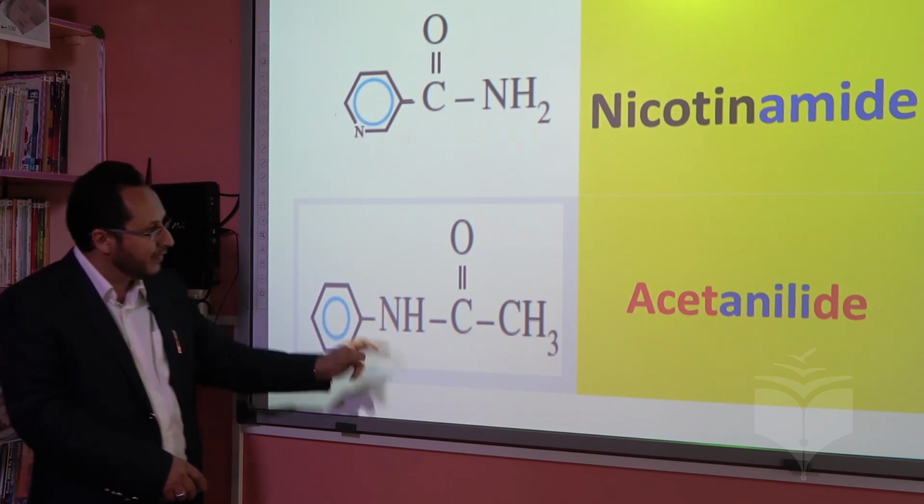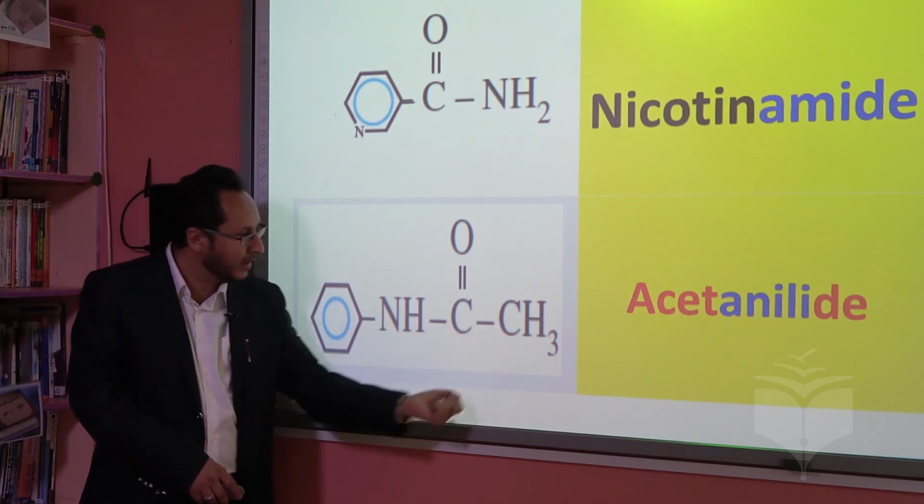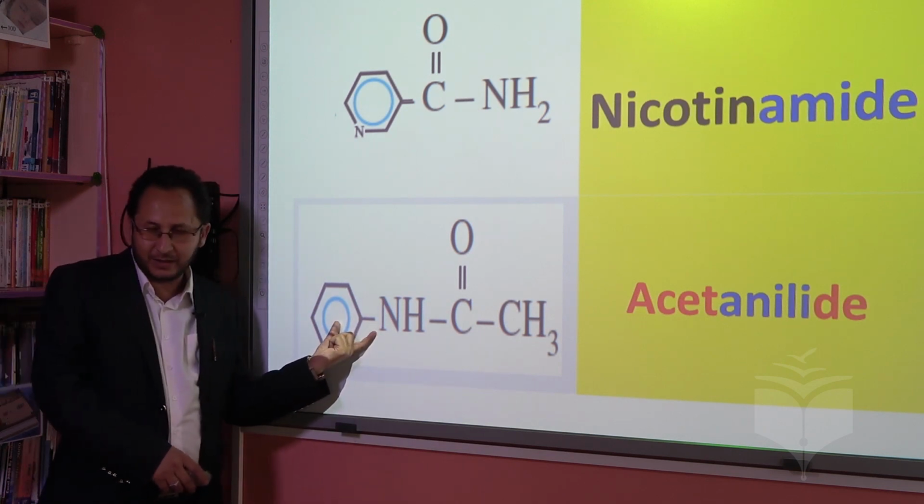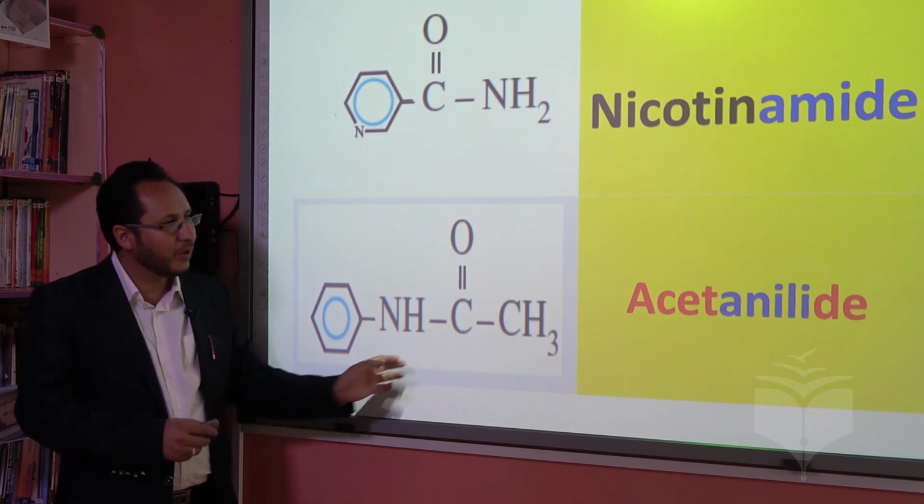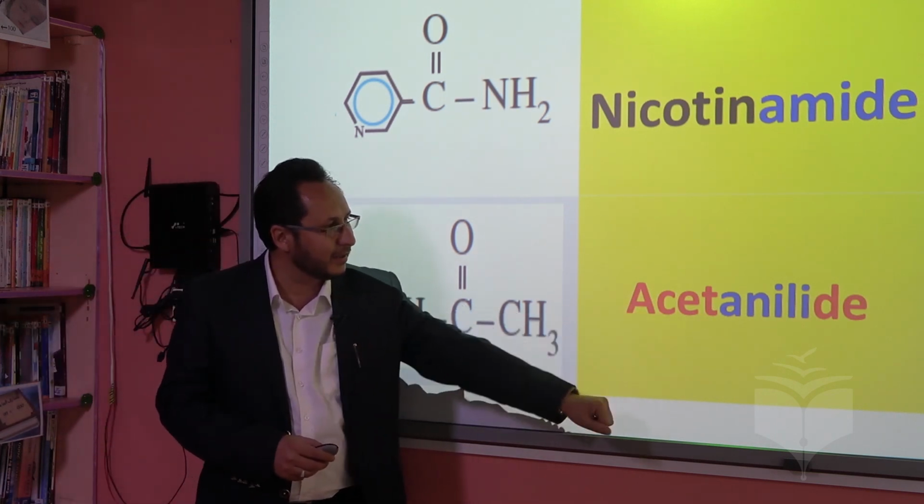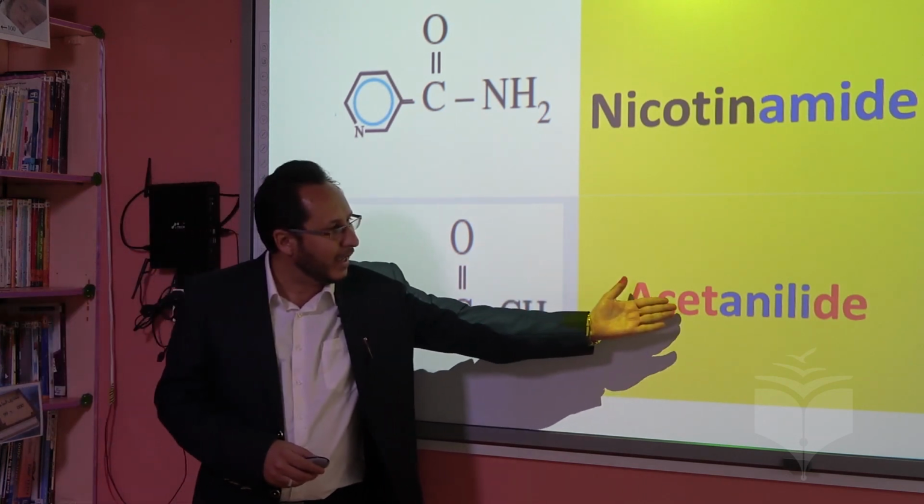Here we have the two carbon atoms. We call it acid. And here we have the aniline. This is from the amines. If we combine them together, we get acetanilide. So it is acetamide and aniline. We call them acetanilide.